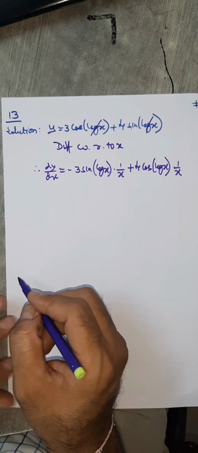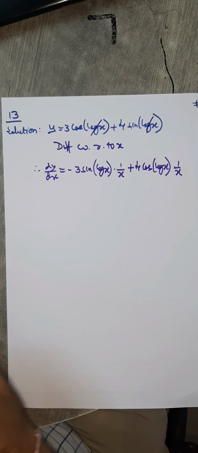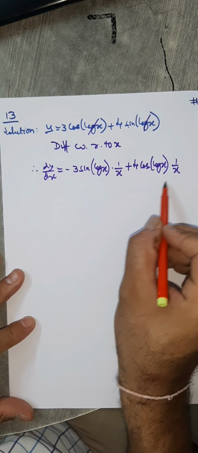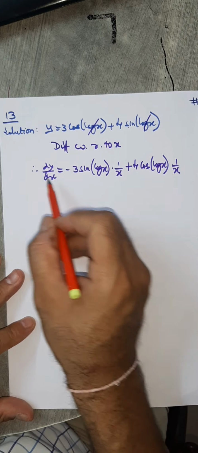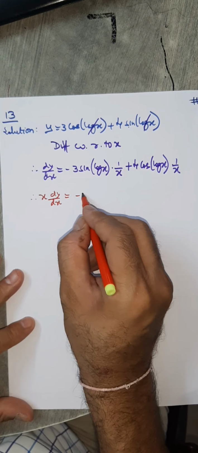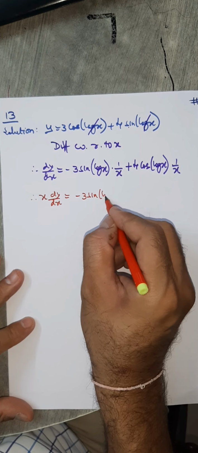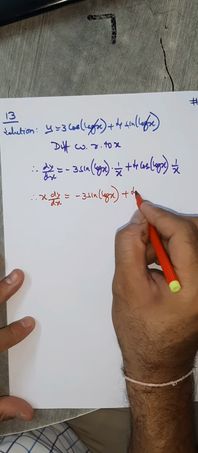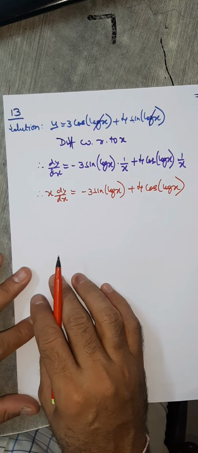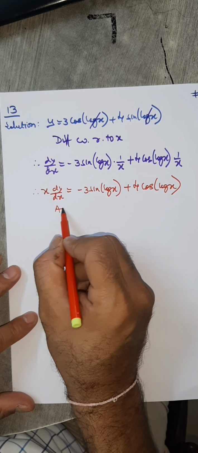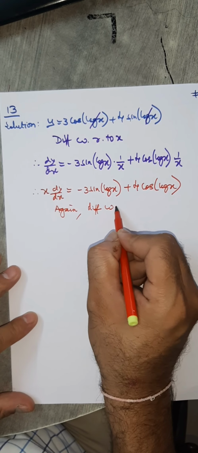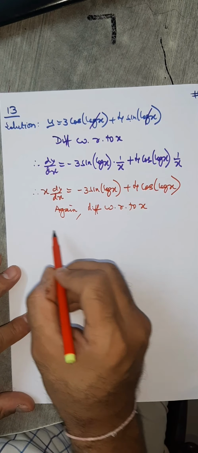Now normally in double derivative questions, before we do the second derivative, let us simplify this. So I'll take this x on the left hand side. So x into dy by dx equals minus 3 sine of log x plus 4 times cosine log x. Now again we differentiate it. Again differentiating with respect to x.